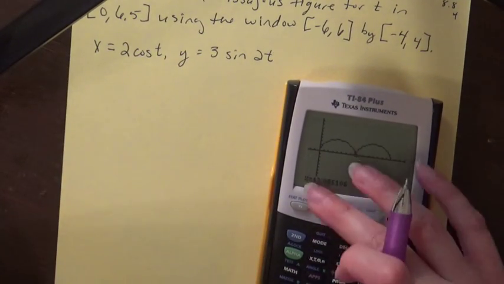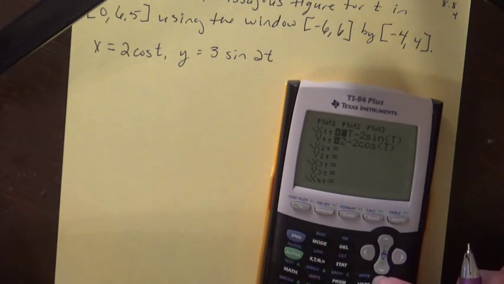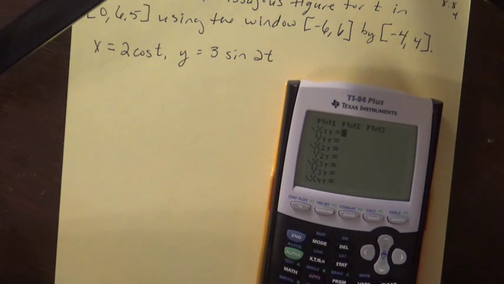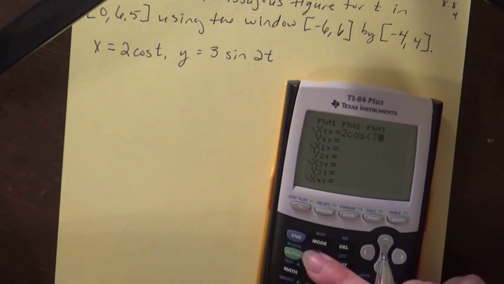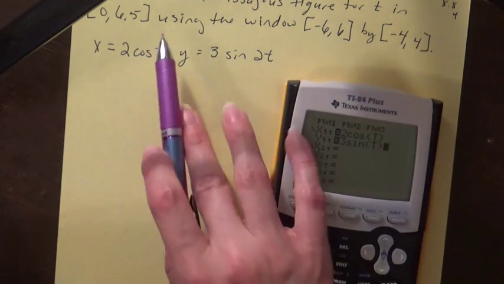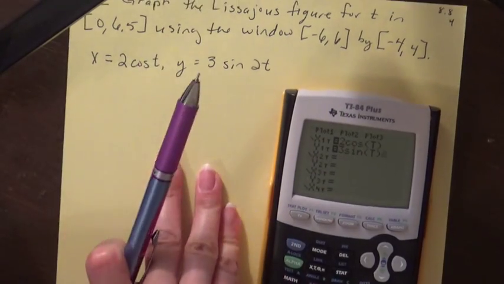So we are going to go back to y equals. We're going to type in these two equations. So our x1 will be 2 cosine t. Our y1 will be 3 times sine t. Okay, you'll notice that you have 3 windows here. This time they're actually telling you how to set your window, which is nice.